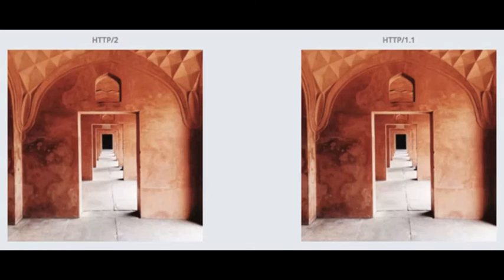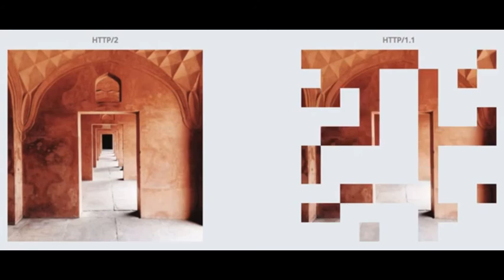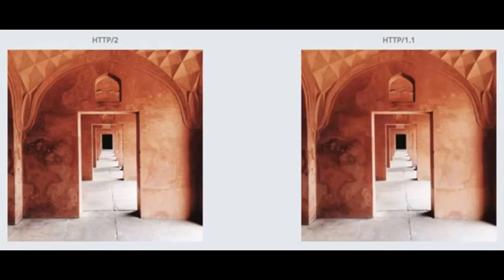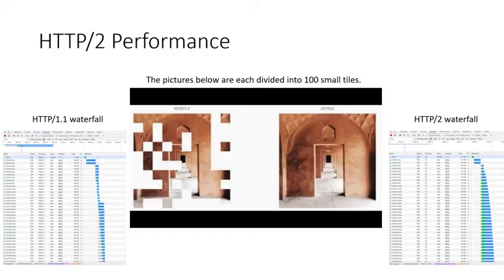Let's talk about H2 performance. Here we can see a comparison of how fast 100 small pictures are loaded with H1 versus H2. Without any doubt, H2 was faster. And if we take a look at the network waterfall, we can clearly see that with H1, the client was sending only 6 requests in parallel each time, while in H2, all requests were sent at the same time.